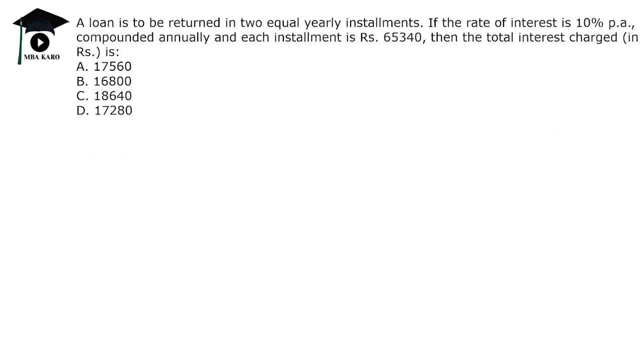A loan is to be returned in 2 equal yearly installments. If the rate of interest is 10% per annum, compounded annually, and each installment is 65,340, what is the total interest charge? Okay, now this is entirely a different problem wherein we are given the value of installment.